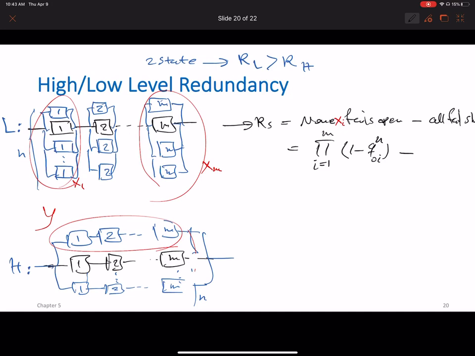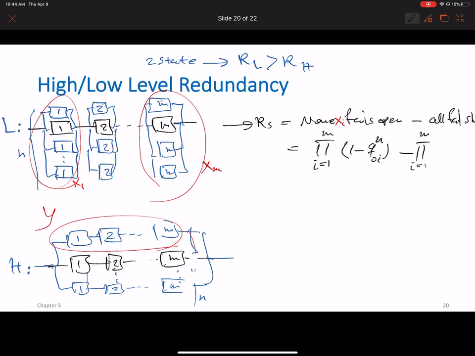Minus the probability that all of them fail short. So I have M of those, i goes from 1 to M. Sorry, minus the probability that all of them fail short. So what is the probability that each one of those X's fails short?